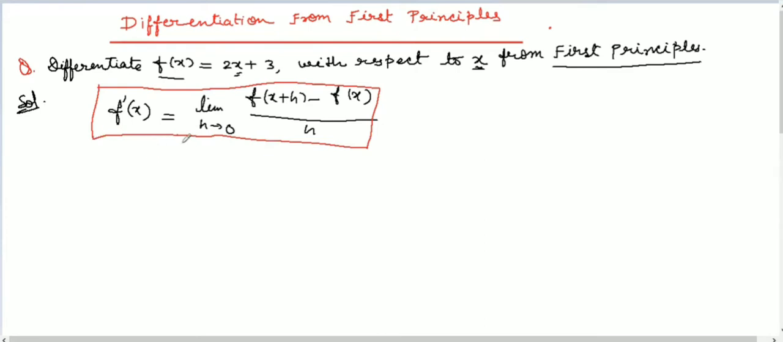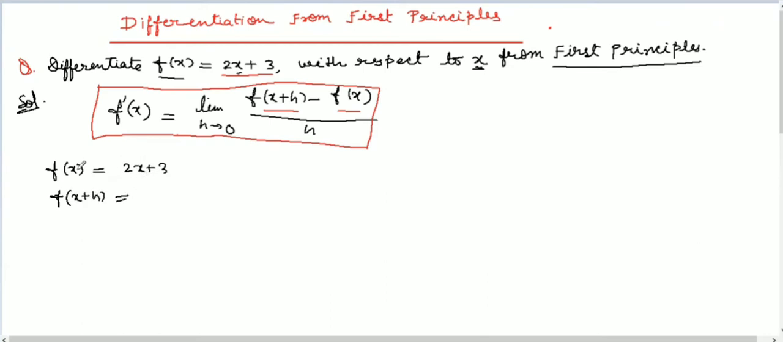So let's start. In this formula, we have f(x+h) and f(x). For f(x), nothing to do, we have f(x). We need to find f(x+h). So let's find it out. First write down f(x). So f(x) is 2x plus 3. Now we need to find f of x plus h.